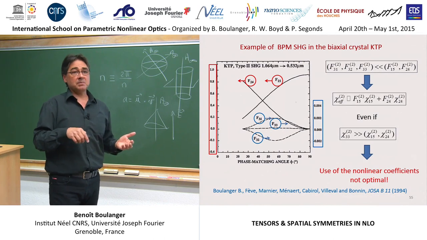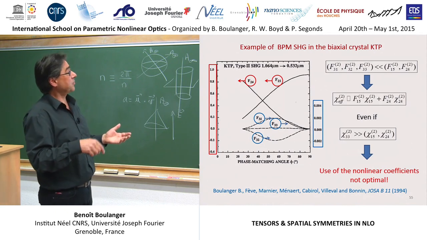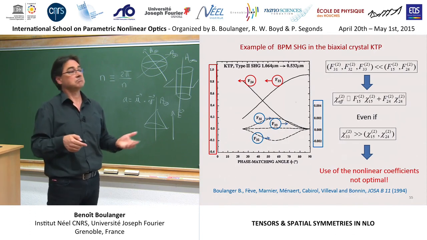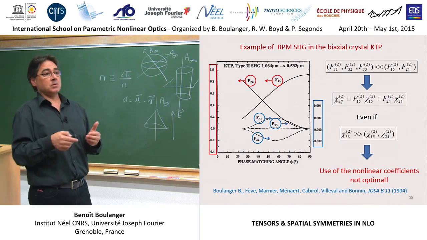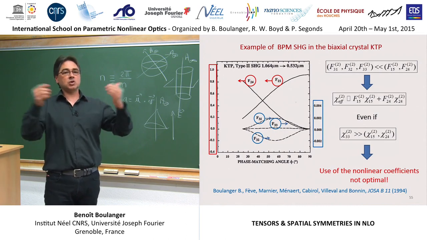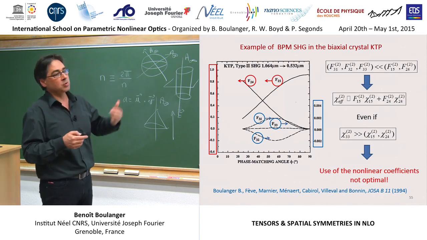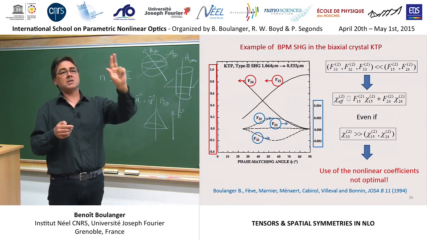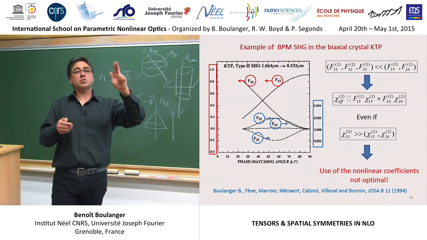It's a shame, because in KTP, the biggest nonlinear coefficient is chi233. But chi233 is not solicited by the field tensor coefficients. So it's bad, and it's why QPM is very interesting, because with QPM you have the full freedom to choose the configuration of polarization you want. If you want to excite the highest nonlinear coefficient, you can consider an interaction between three waves polarized along the z-axis, and in this way you can excite chi2 zzz.